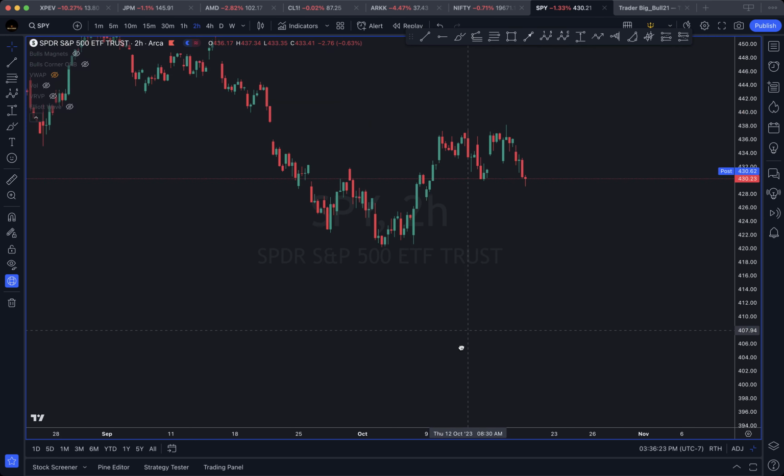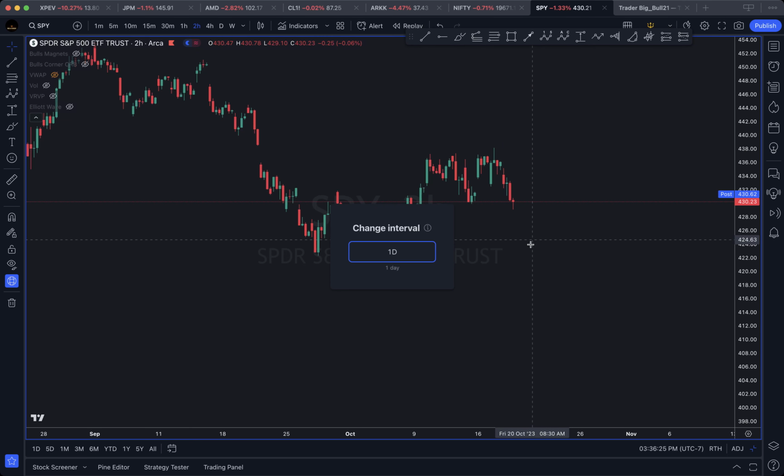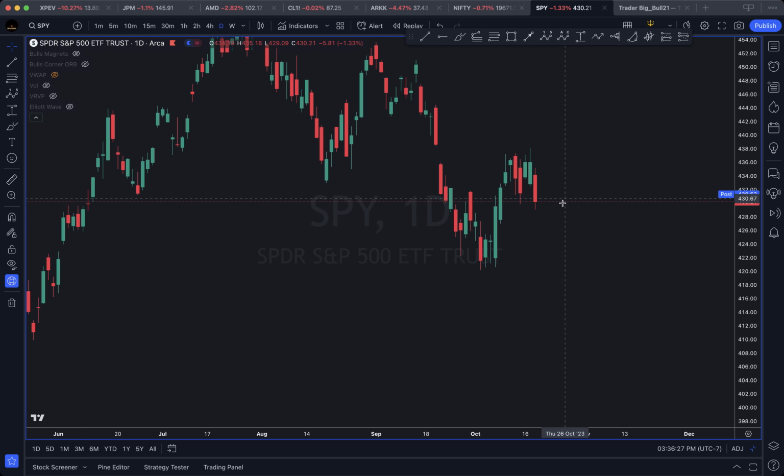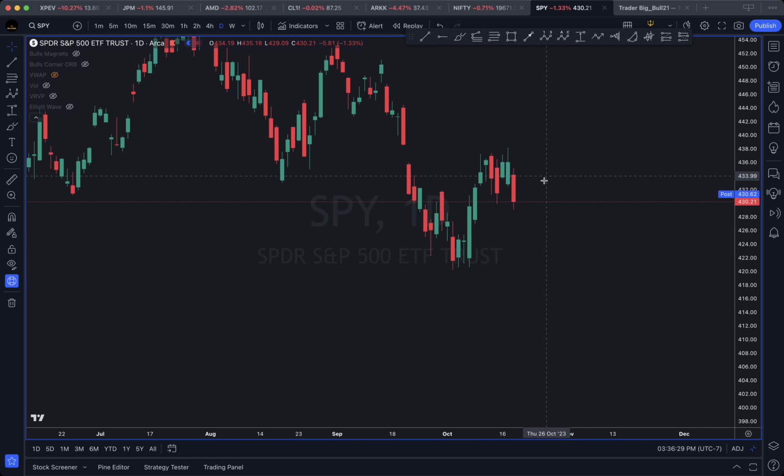Guys, think of these zones like a magnet to the price, right? If there is a supply zone above, that means there are high chances price is gonna go tag the supply zone before reversing. And if there's a downside, let's say around here, this is the only demand zone here. That means there are high chances price is gonna go into this demand zone before we're gonna see any bounce in the price.